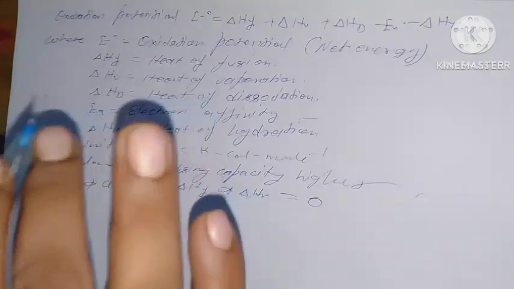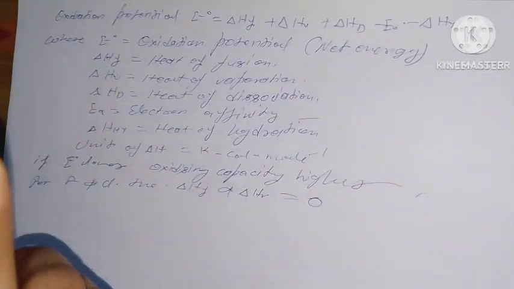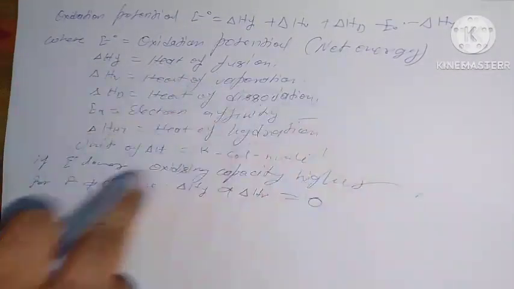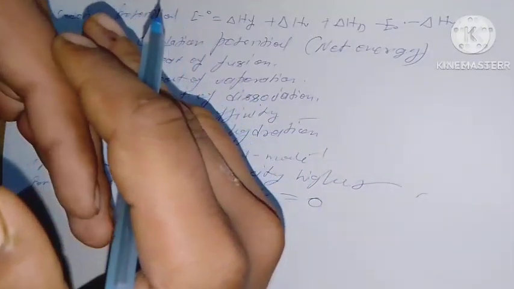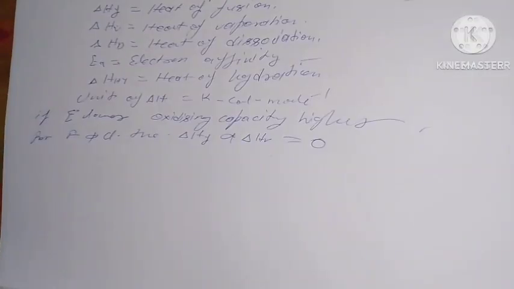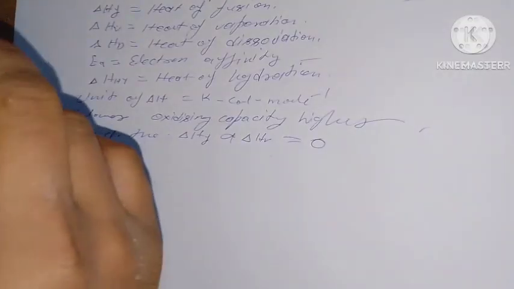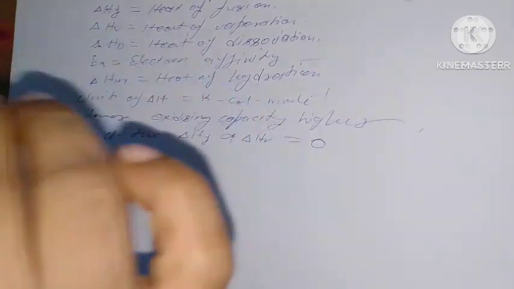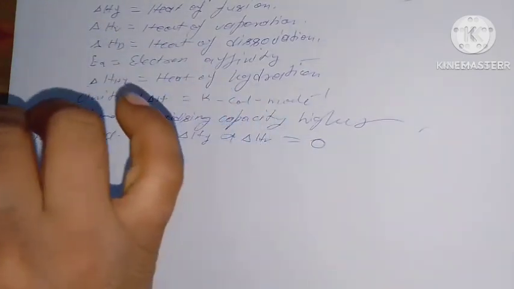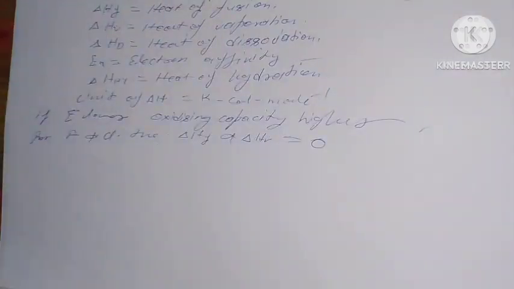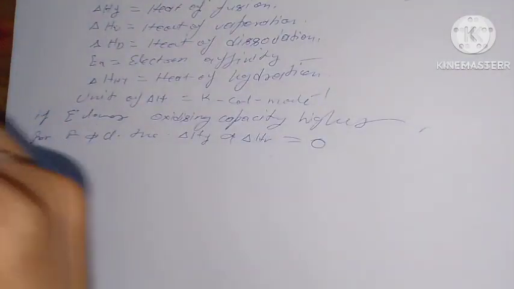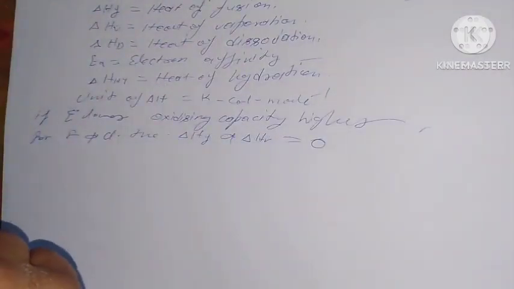Okay, the value of E naught is maximum in the case of fluorine and gradually decreases down the group. That is why fluorine is the strongest while iodine is the weakest oxidizing agent. Hence, it is the oxidation potential and not the electron affinity alone that controls the strength of an oxidizing agent. This is the reason that chlorine, which has the maximum electron affinity value, is not the strongest oxidizing agent.